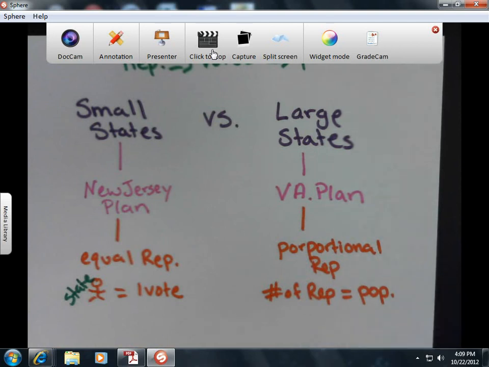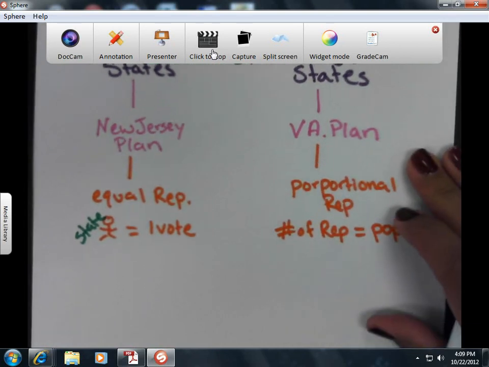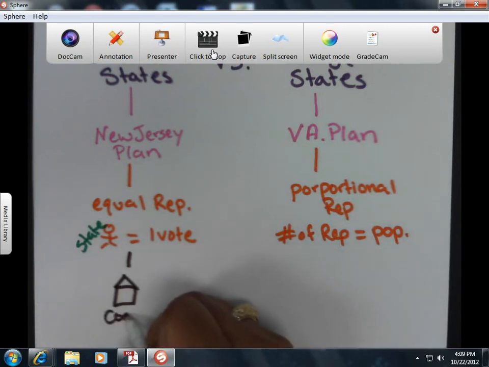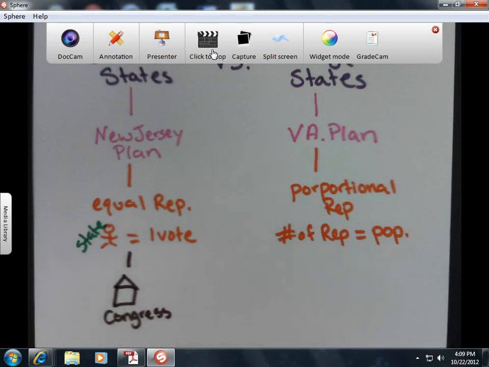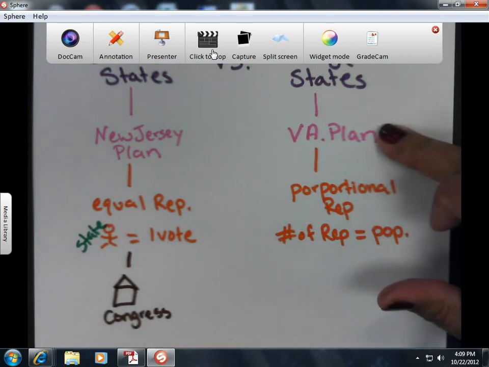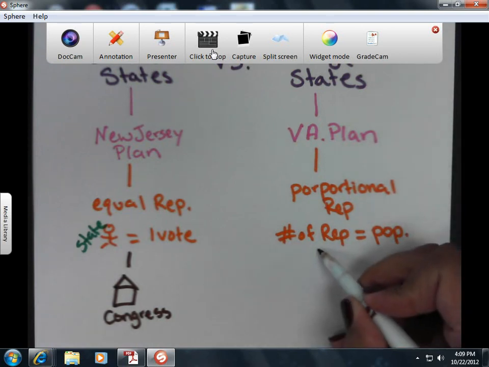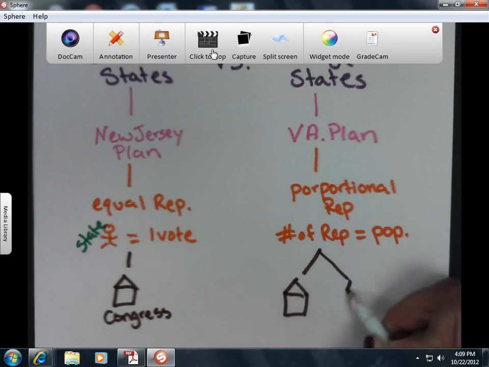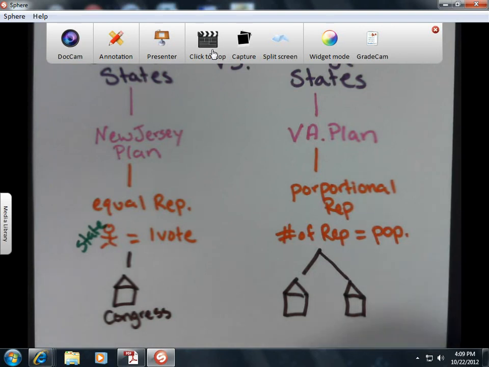The other thing that we have on both sides is that they really talked about the structure of government. The small states believe in a one-house legislature, or one house of Congress. Congress should represent one house. Well, the Virginia Plan believed in something different. They actually wanted two houses of Congress. They would like two houses of Congress. So that's also where both of them are different.